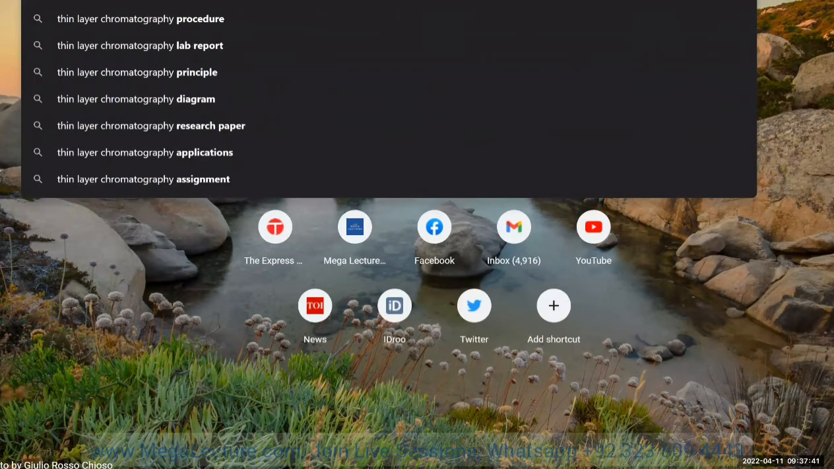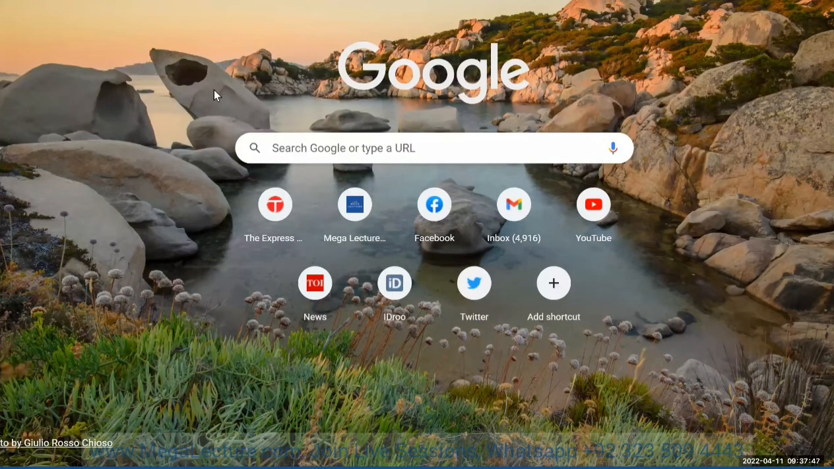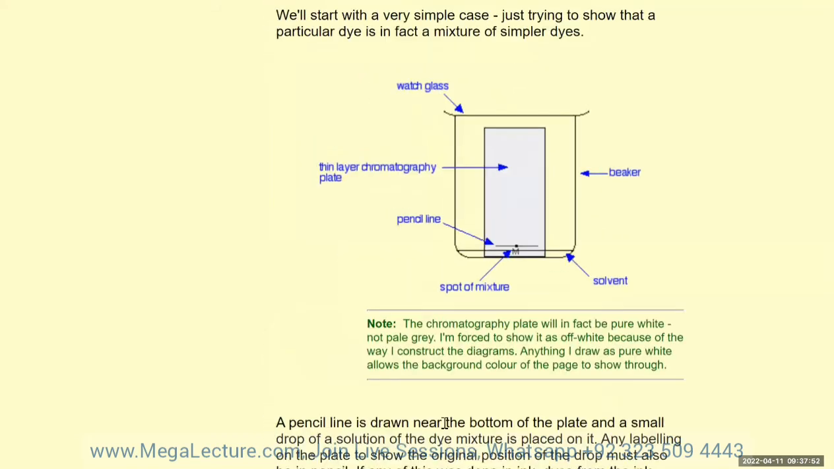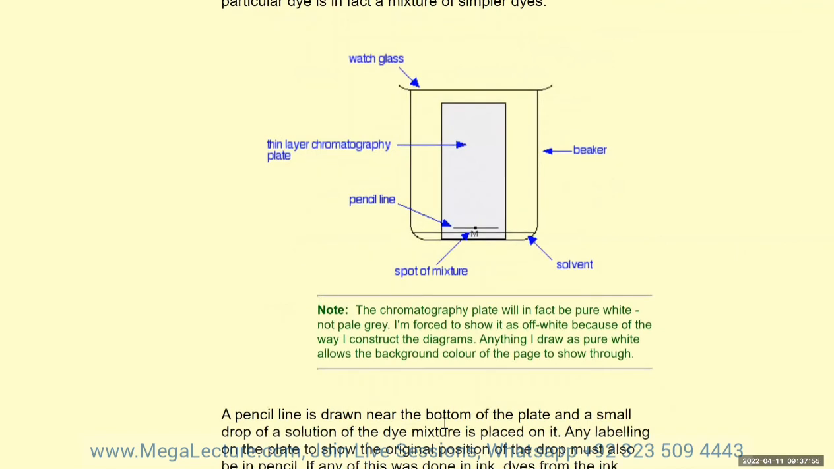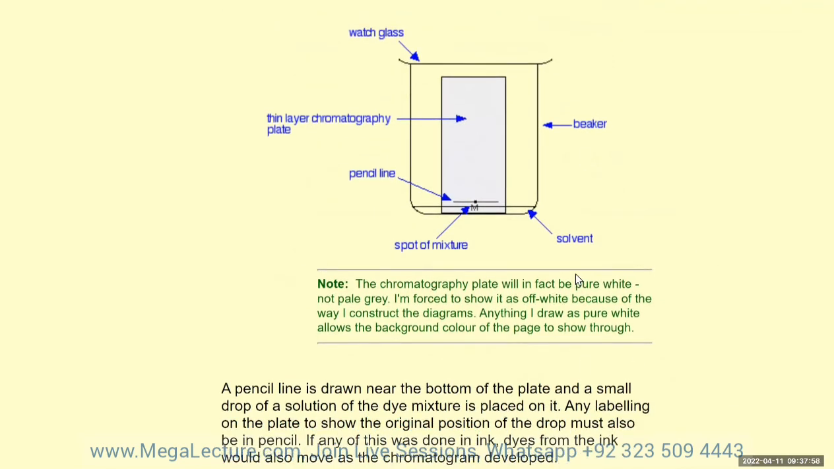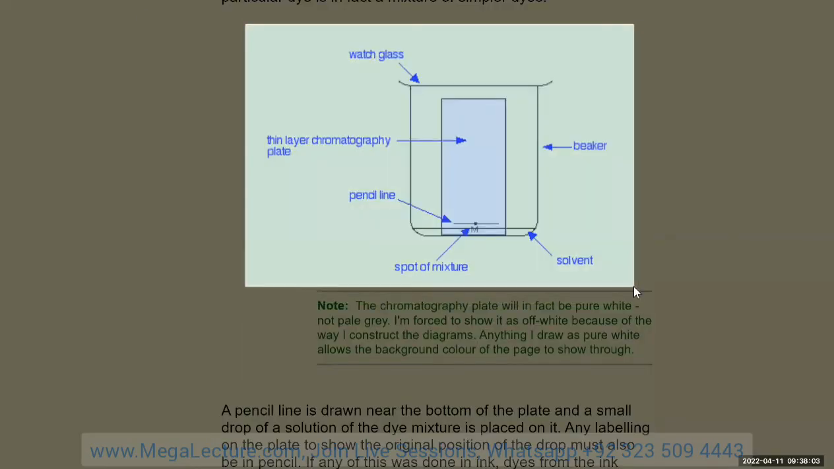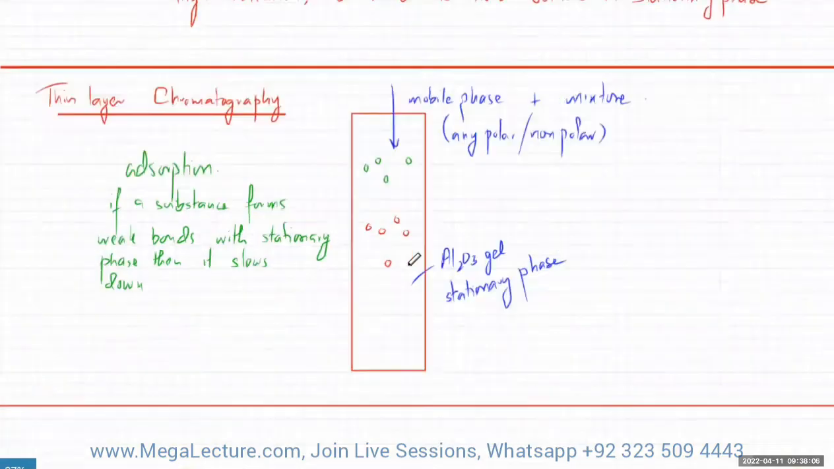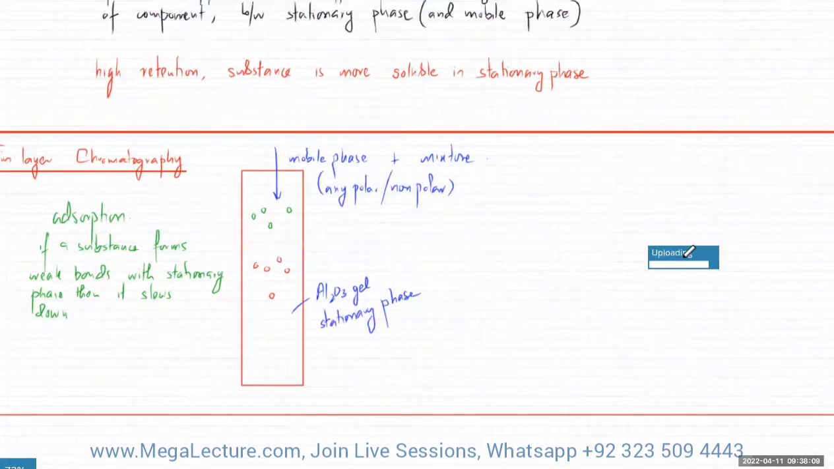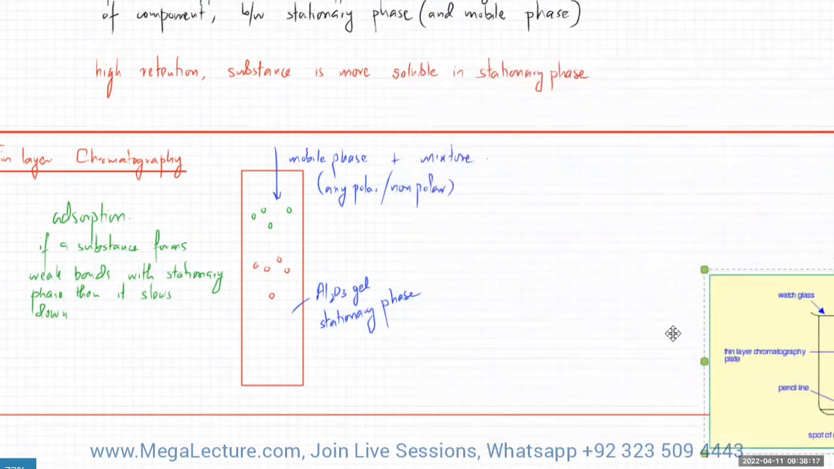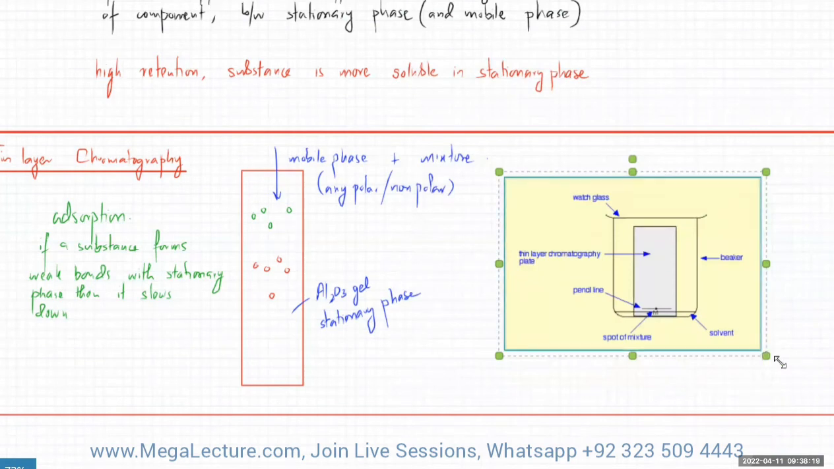Thin layer chromatography, create a diagram. ठीक है, ये तो उन्होंने बिल्कुल वैसे ही बनाया हुआ है, इसको कॉपी भी कर लेते हैं. अच्छा, that's basically your O level stuff. So if somebody is going to ask you to calculate RF values, it's exactly the same. But remember, it's different because it's not paper chromatography. Paper chromatography was different. इसका जो पीछे concept है ना वो different है.